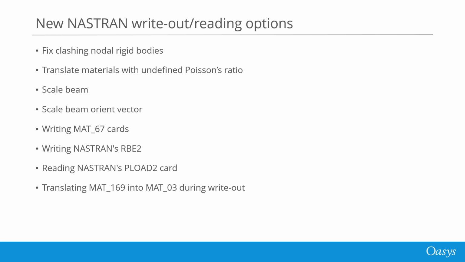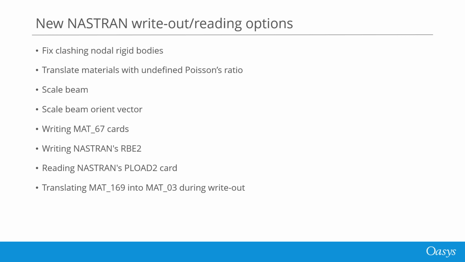There are now options to scale beam and beam orientation vectors. Beams are scaled to a user-defined value if this option is checked. Beam orientation vectors are similarly scaled to a user-defined value if the user checks this option on. If the beam length is 0 and the orientation vector is not set, it will automatically be created in the direction that is perpendicular to the beam axis with a unit magnitude.